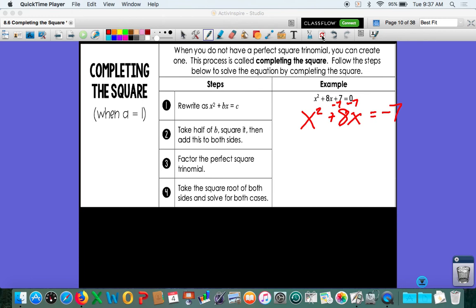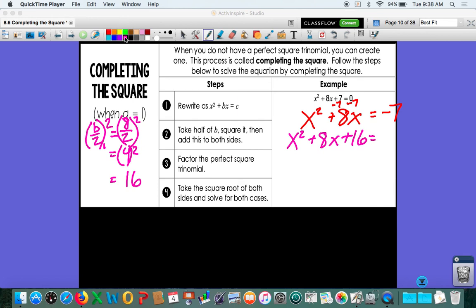Okay? That's step 1. Step 2, take half of b, and I'm going to do that over here. So half of b, that means b over 2, and then it says squared. So if I have b over 2, what's my b value? Well, it's 8. So 8 over 2 squared. What's 8 over 2? That's 4 squared. What's 4 squared? That's 16. It says after you've done that, add that to both sides. So x squared plus 8x plus 16 equals negative 7 plus 16.